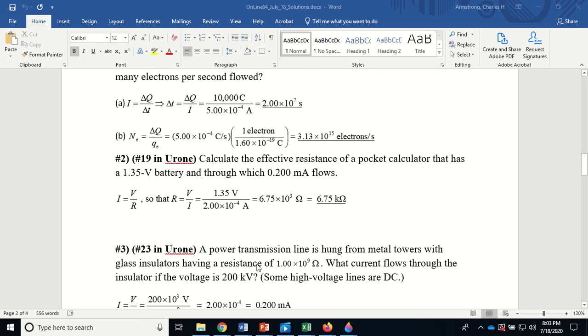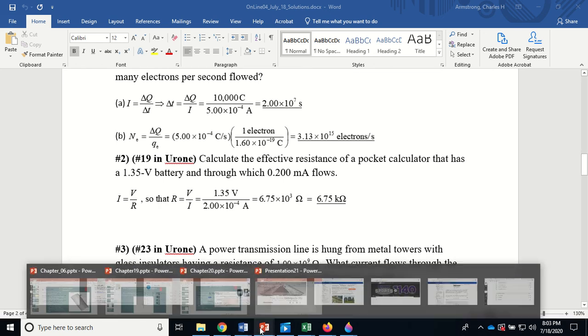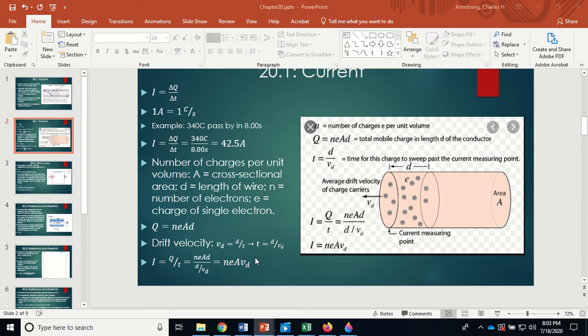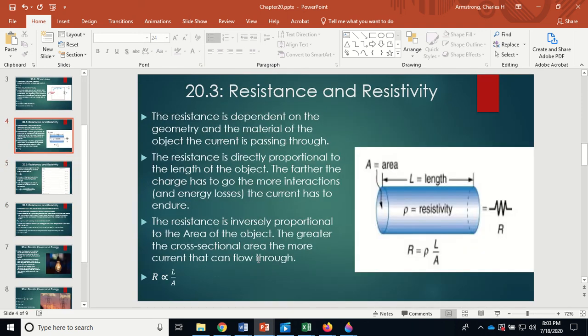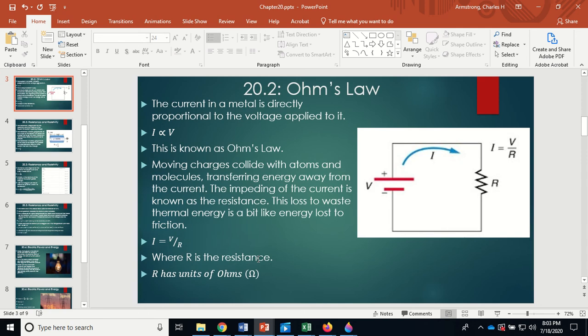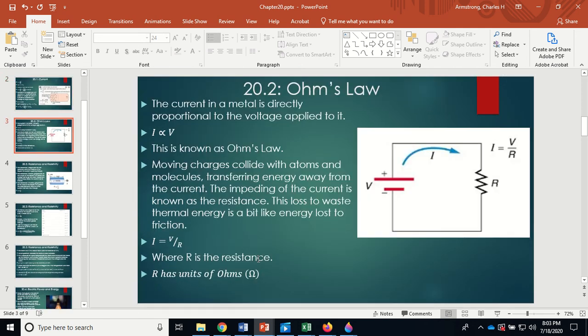Now we need to look at Ohm's Law. The current in a metal is directly proportional to the voltage applied to it. The more voltage you apply to a metal, the more current you're going to have flowing through the metal. The more electrons per second, the more coulombs per second. So current is proportional to the voltage. This is known as Ohm's Law.